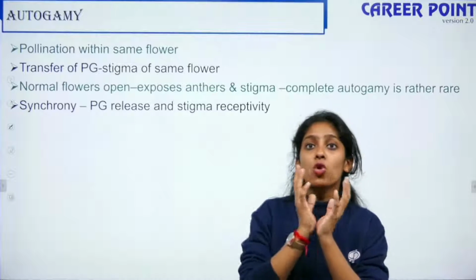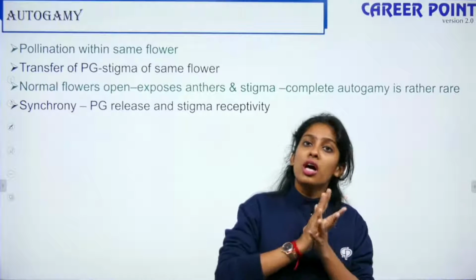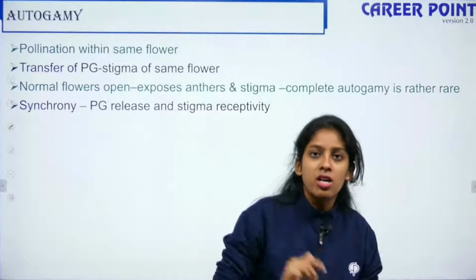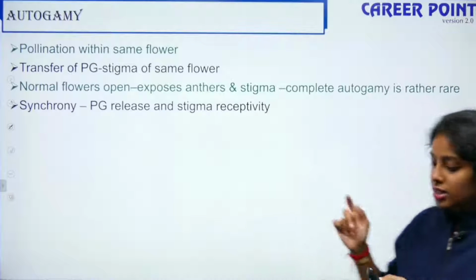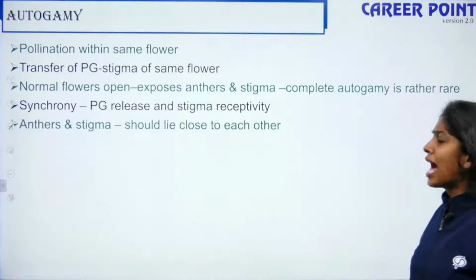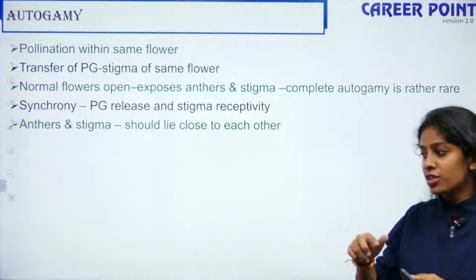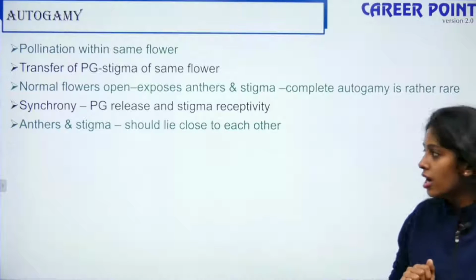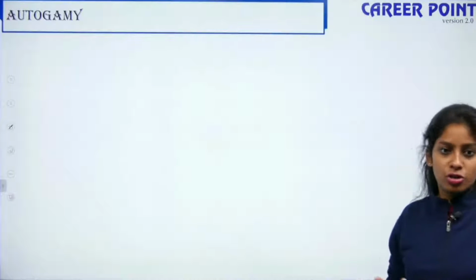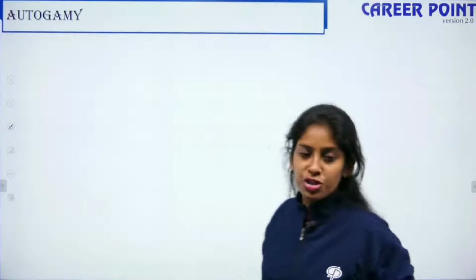Sometimes when the flowers open up fully, there are also chances of cross-pollination. That is what is written in the third line. So anther and stigma should lie close together because it is self-pollination, there is no pollinating agent here. Right? So that is about autogamy. These are the points that you should remember.